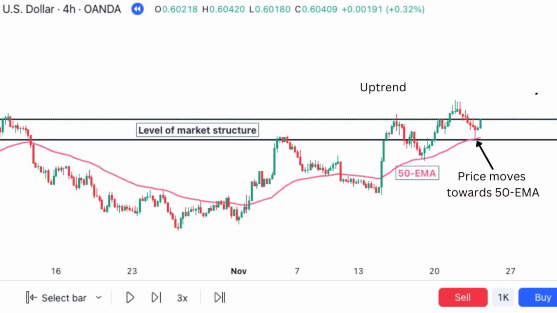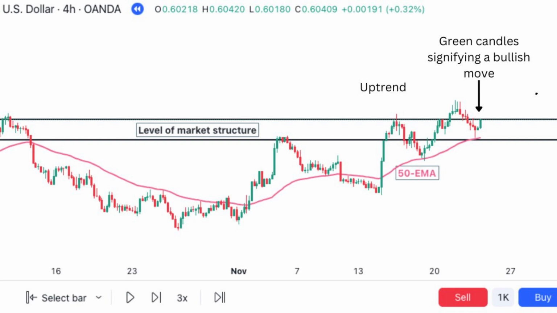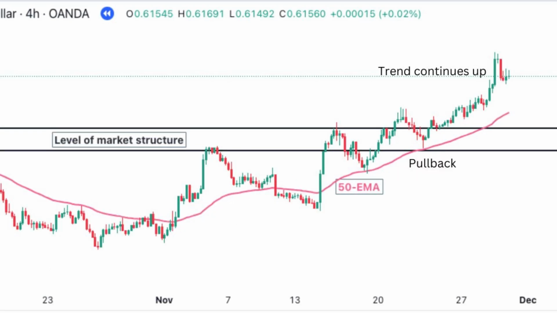You'll then see that price moves to the 50 EMA and you have a green candle that closes above the previous green candle. And then the price moves up in the direction of the trend.